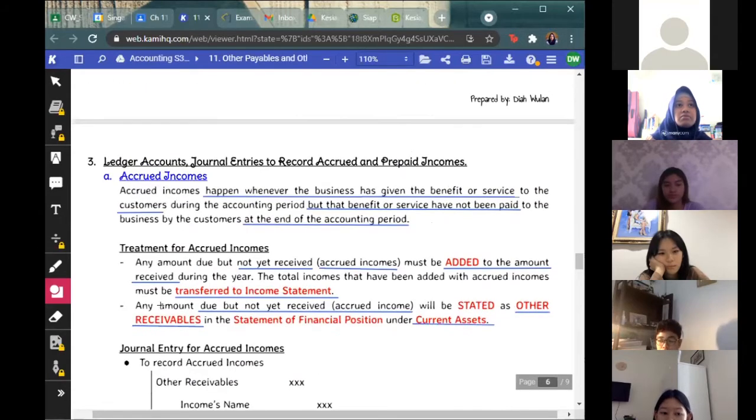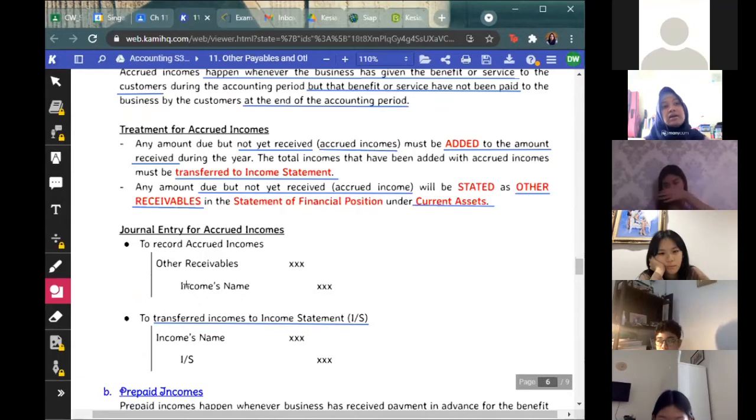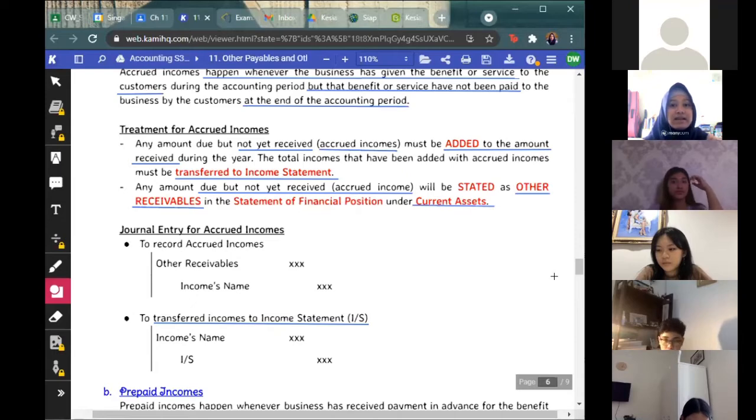Okay. So accrued income is done. I'm moving a little bit faster because you already know and understand about accrued expense. You just have to change the mindset or change the characteristic of expense to be income. But some of the treatment will be the same. For example, all accrued incomes will be added to the amount received, and then it will be transferred to SOFP, but for accrued income, it will be current asset. Meanwhile, accrued expense is current liabilities.